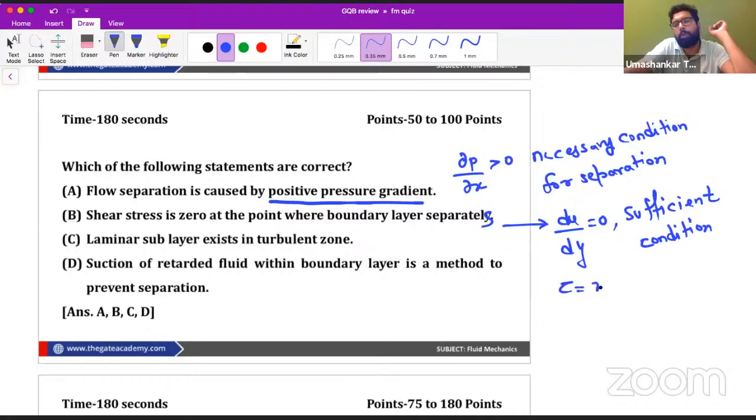So we know tau is equal to mu du by dy. Now, if du by dy becomes 0, obviously shear stress will also become 0. So option B is also correct. Now, laminar sublayer exists in turbulent zone. So this is also a correct statement.